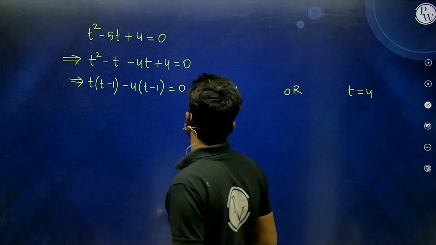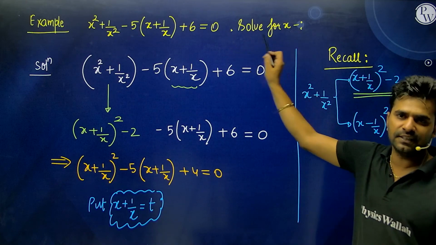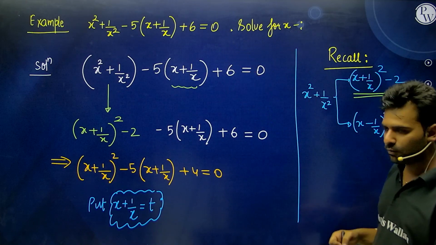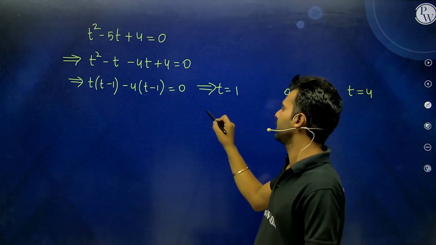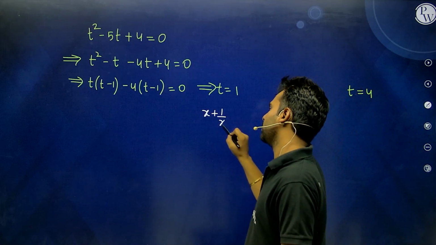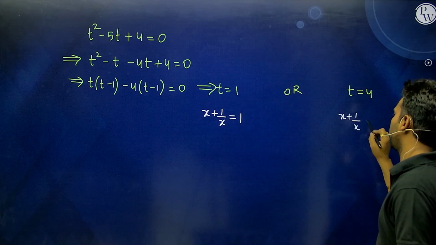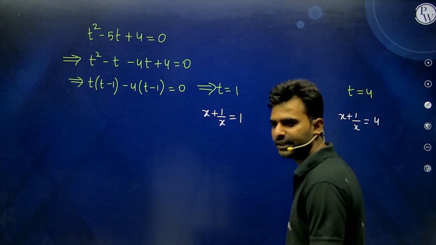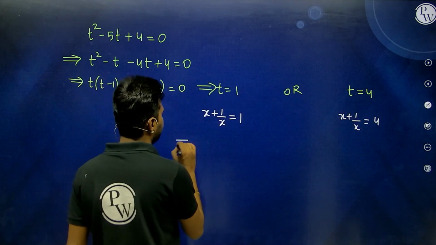Now we were not solving for t in the original question. We were solving for what? We were solving for x, isn't it? So again, what was t? t is nothing but x plus 1 by x. So simply putting it over here, x plus 1 by x equal to 1 or x plus 1 by x equal to 4. Yes or no, everyone? Now, how do we solve these equations? I think we can simply take the LCM.